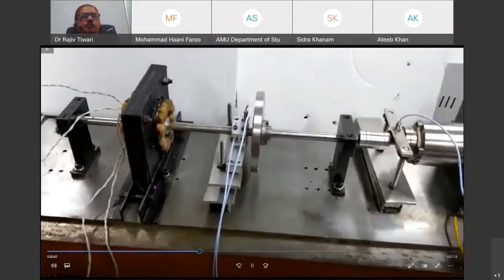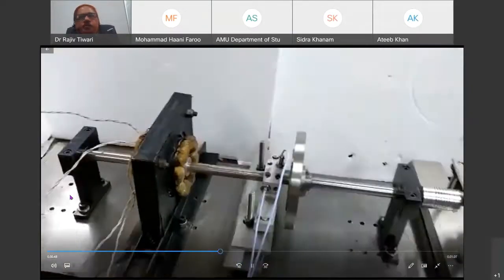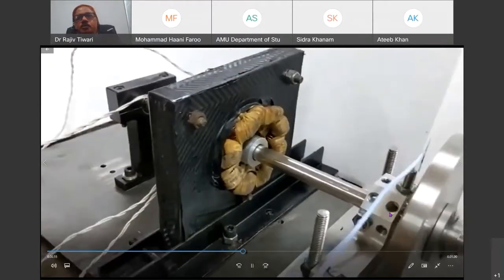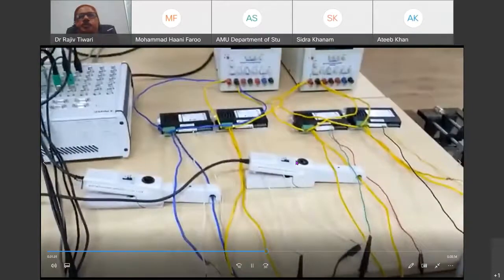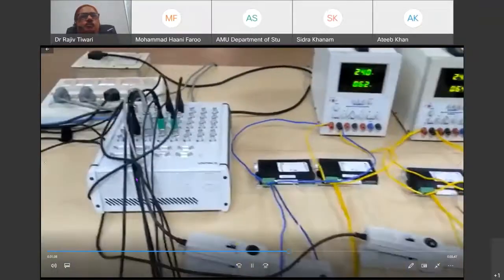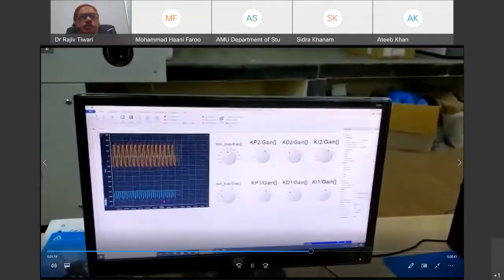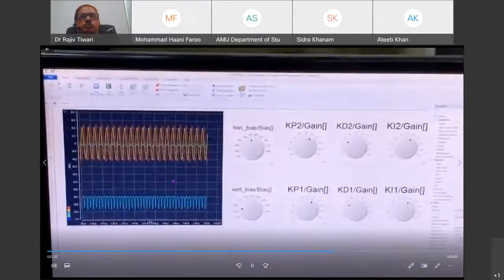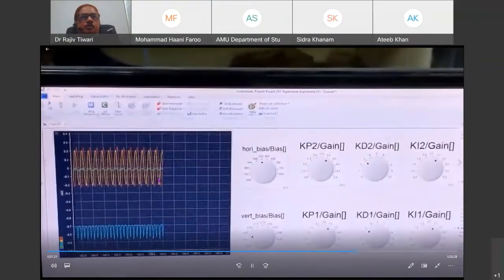This is a magnetic bearing with 8 poles. The rotor is mounted on two rolling element bearings at this end and that end. This is a close view of the sensor and the AMB, and then all the current measurement, amplifier, and the controller. This is the controller supplying the controlling current to the AMB. Here you can see the response: once the AMB is activated, the displacement will reduce.